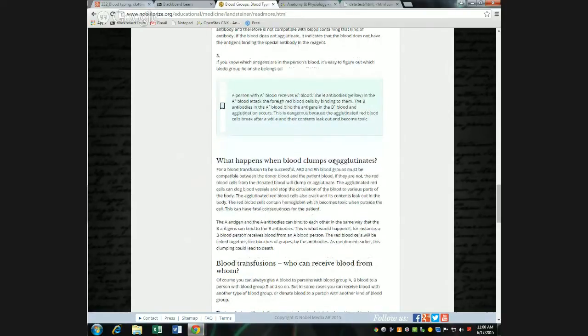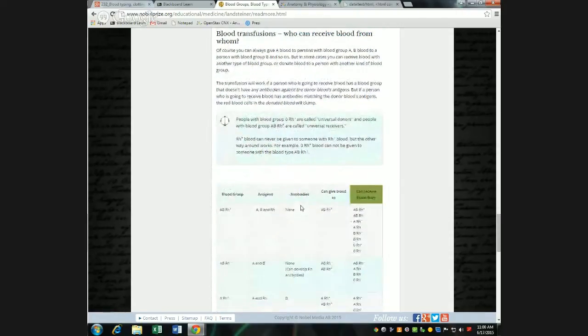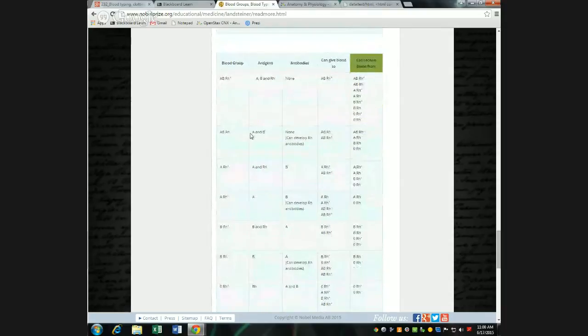The clumping that I've been talking about is called agglutination. Agglutinate is the verb form of that, and the book uses that term to describe it. And then it goes on talking about blood typing, transfusion. Here's a big table that shows all 8 blood types, what antigens each person has, what antibodies each person has, what blood types they can donate to, and what blood types they can receive.